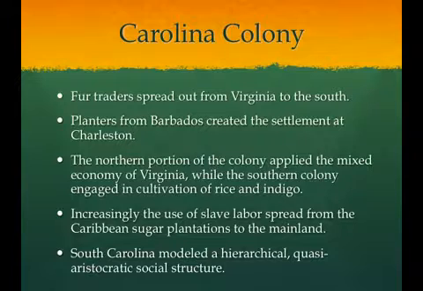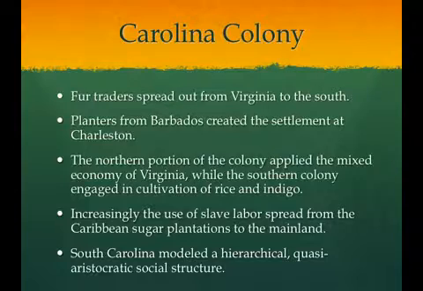As the Virginia colony grew, it grew to the south, and Carolina colony was established, which would, of course, be divided eventually into North Carolina and South Carolina. The Carolina colony was essentially formed because the British were a bit envious of the French ability to fur trap in North America. And it was really fur traders that spread out from Virginia to the south and to the west. At the same time, planters from Barbados created a settlement on the mainland at Charlestown, or as we know it today, Charleston.